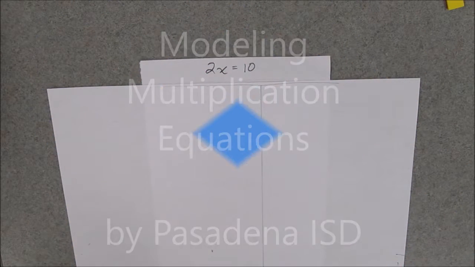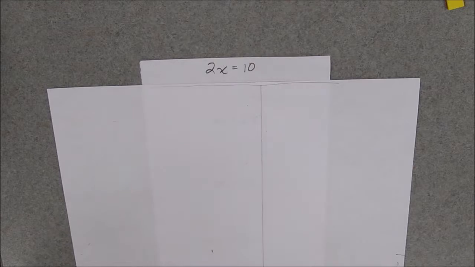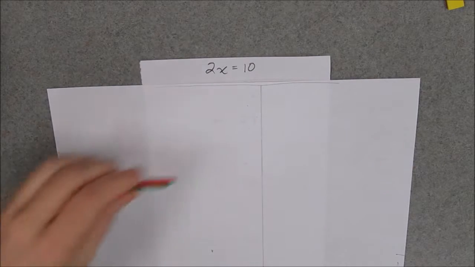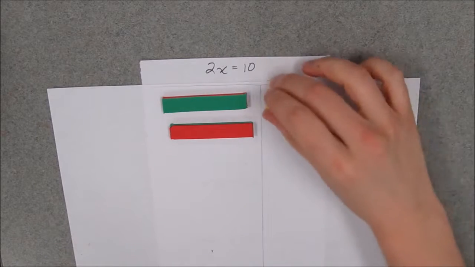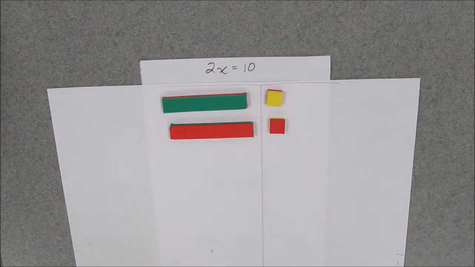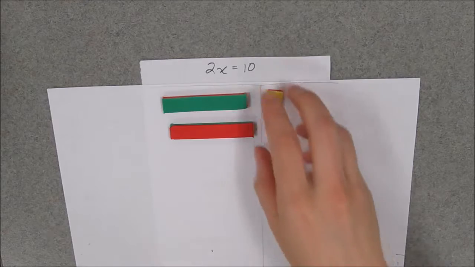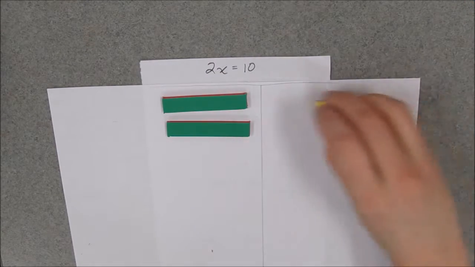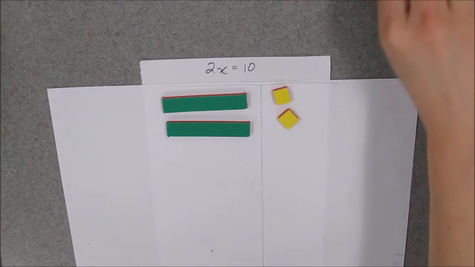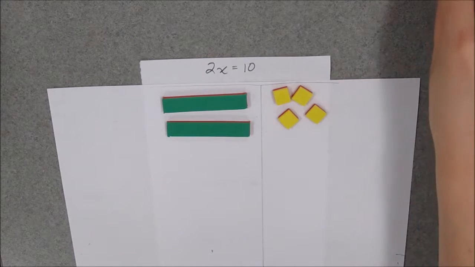Today we're going to be solving equations that involve multiplying and dividing. Just a reminder, this is a positive x, positive 1, negative 1. So in our first problem we have two x's, and our two x's are going to equal 10 positives.